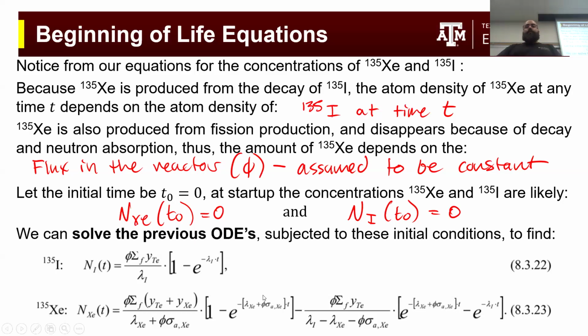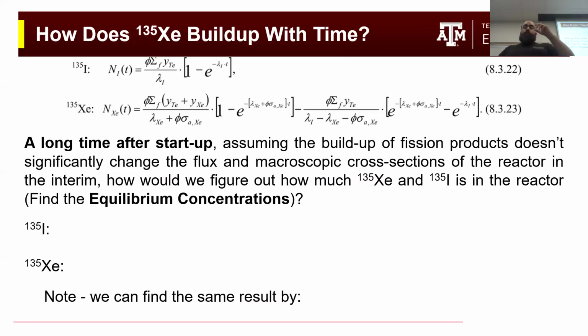But nevertheless, these equations tell me once I start the reactor up, how the concentrations of these nuclei form as the reactor operates. And so we might be curious to say, if the reactor's been operating for a couple hundred hours, how much of these isotopes have been built up? In other words, what are the equilibrium concentrations of these nuclei? And again, to find them, we're just going to take the limit as t goes to infinity.